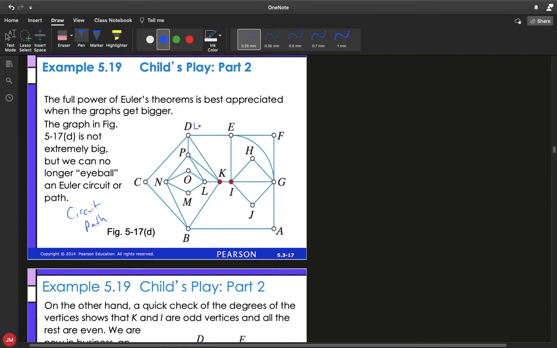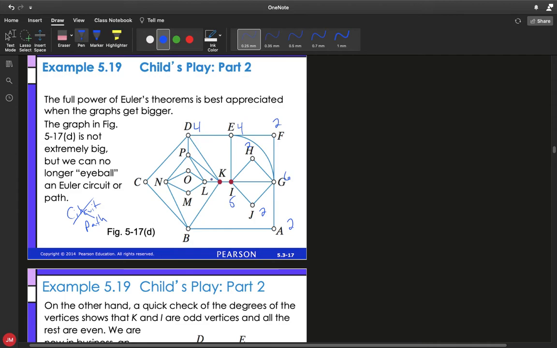Degree of D, it looks like, is 4. Degree of E is 4. Degree of F is 2. For G, 1, 2, 3, 4, 5, 6. A is 2. J is 2. H is 2. For I, 1, 2, 3, 4, 5. Okay, so that takes away circuit. Let's still go for path.